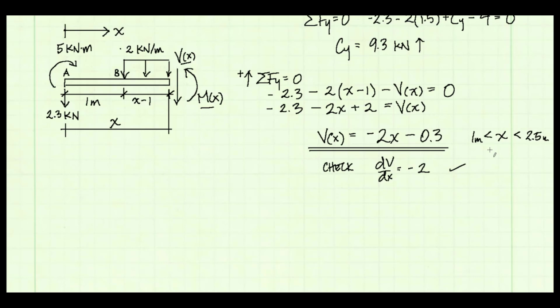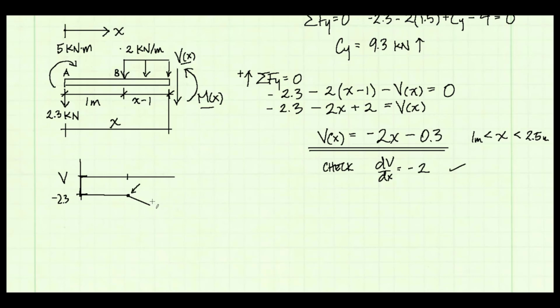There's another check we could perform. If we were going to plot the shear diagram, at least for a little section of this beam, we would know that it's going to drop down to a negative 2.3 and then stay constant for a little while from A to B, and then it's going to start to go down at a slope of negative 2 kilonewtons per meter. So I could check this point.